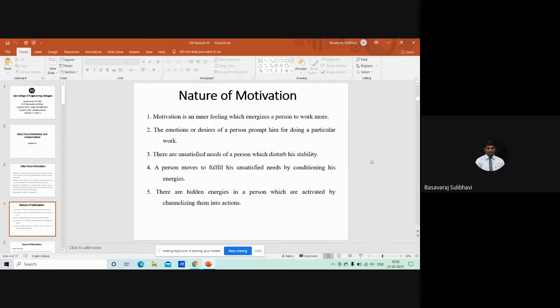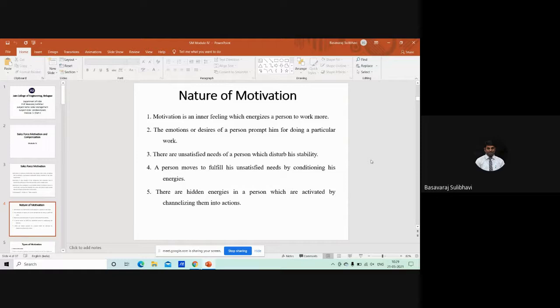Okay. Then the third one we have: there are unsatisfied needs of a person which will be disturbing his stability. What we say is a tension for any person, where till he achieves it, it is very difficult for him to be comfortable. So unmet needs always create tension until those people achieve them, right? Even we say motivation is helping them to identify those needs which are not met or not satisfied. So it makes the person move towards that, without making him idle.